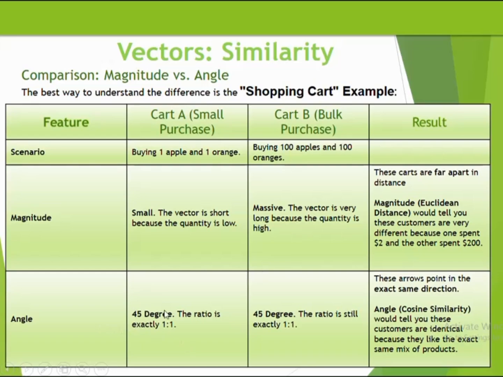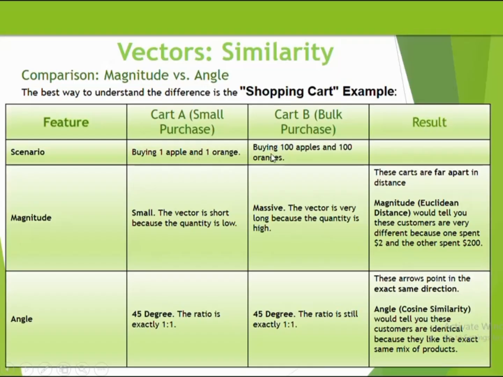In terms of the angle, it is 45 degrees. The ratio is exactly the same, 1 to 1, even for Cart B it is 1 to 1. Then what exactly is the result we are getting out of this? In terms of the magnitude, these carts are far apart in distance. So using the Euclidean distance, we can tell that these customers are very different because one spent $2 and the other spent $200. In terms of angle, these arrows point in the exact same direction. The cosine would tell you these customers are identical because they like the exact same mix of products.